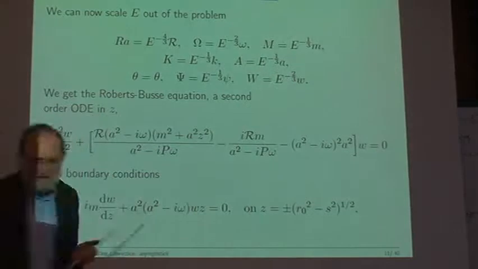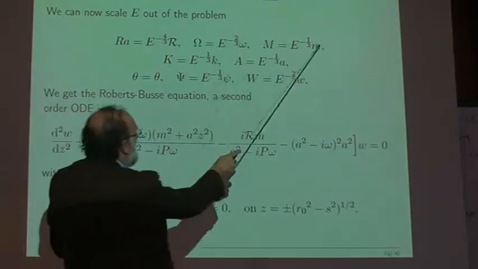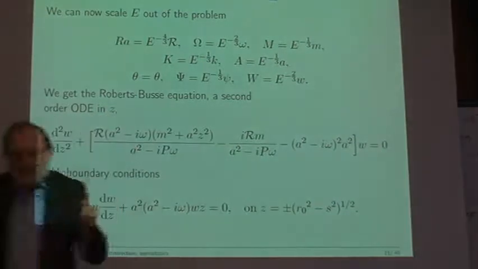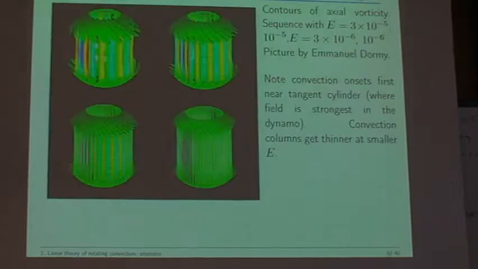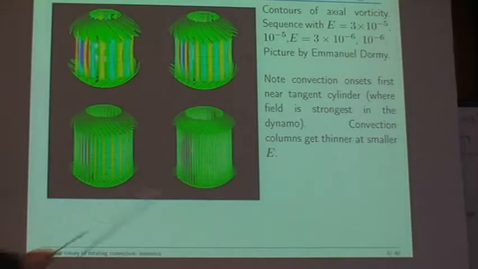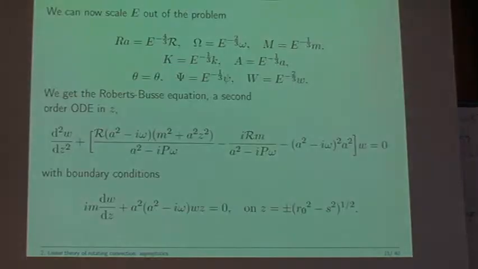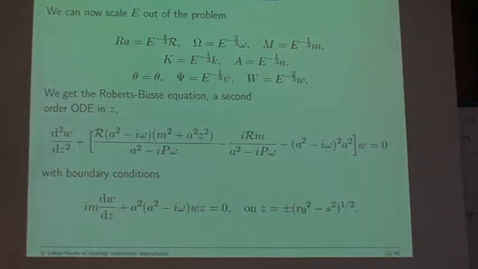Immediately explains this picture over here, because you can see that if little m is order 1, capital M is then large, so at small e, you've got lots and lots of columns. Remember the picture, we just go back to the Dormy picture, lots and lots of columns at small e. So that's exactly as the asymptotic theory predicts. Yeah, so that's that scaled out, and then these other scalings, well, I'm not going to go on about those.